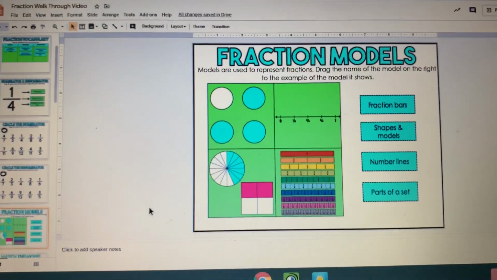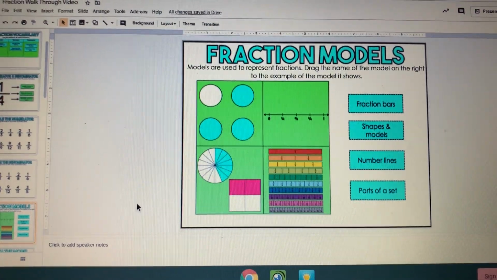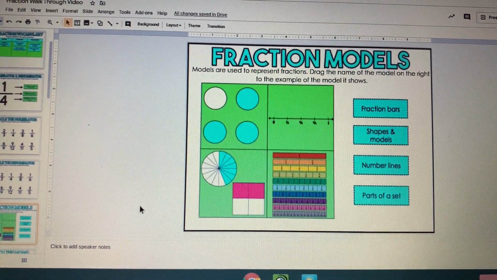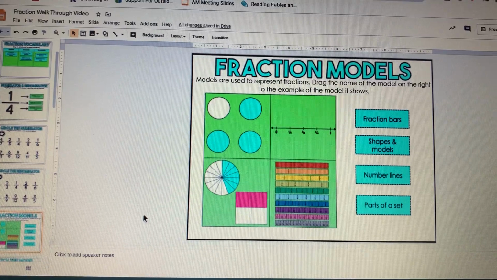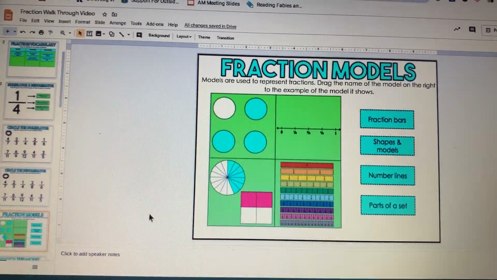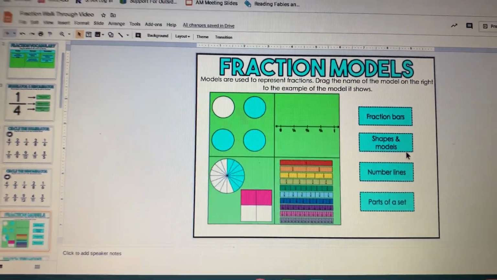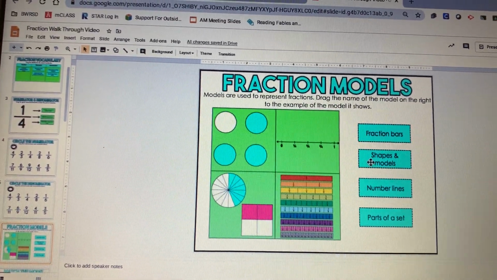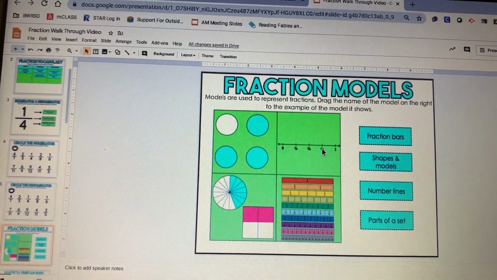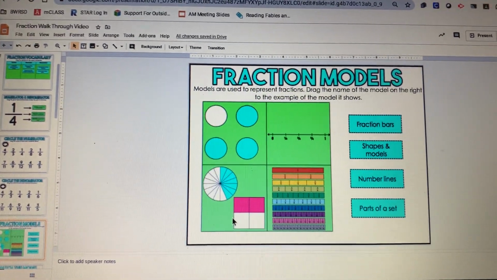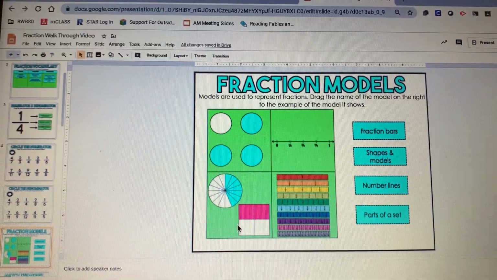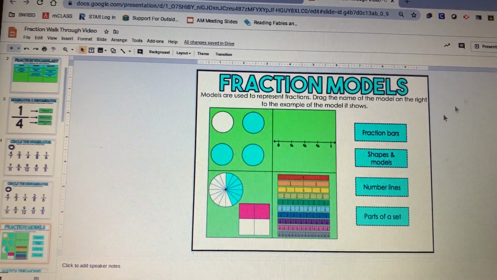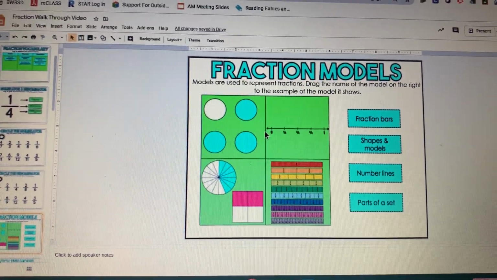Now, if we look here on this slide, these are examples of different ways to represent a fraction. Models are used to represent fractions. You need to drag the name of the model to the right example of the model it shows. Now, we have fraction bars, shapes and models, number lines, and parts of a set. So we have to figure out which goes where. And if you look at the video I linked below in this assignment or under the Lesson 20 videos and resources, I think that'll be helpful for you to see what goes where.